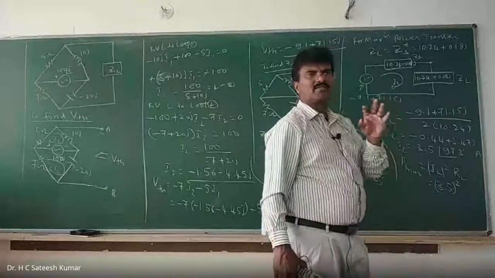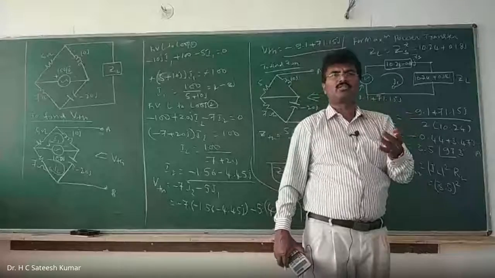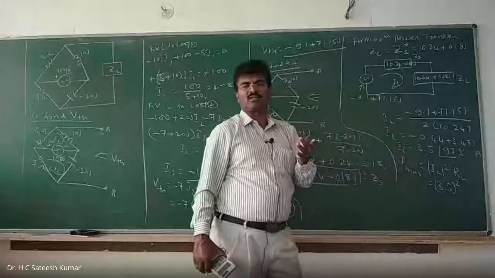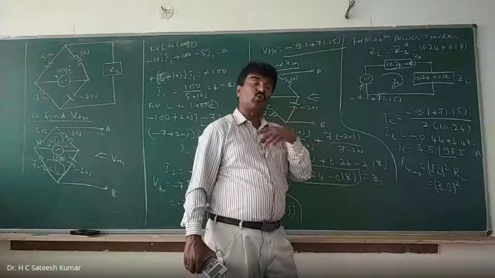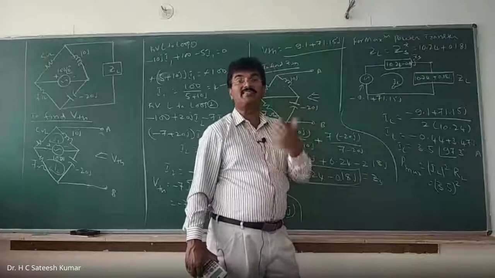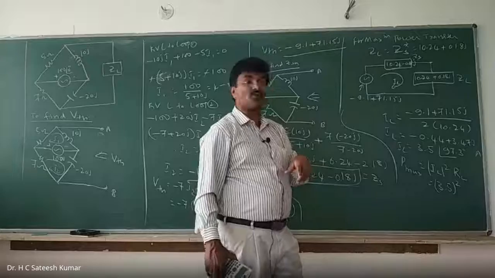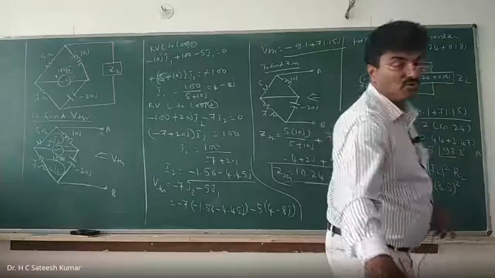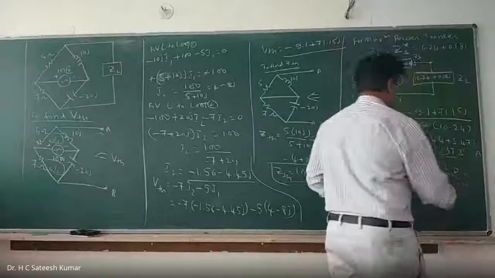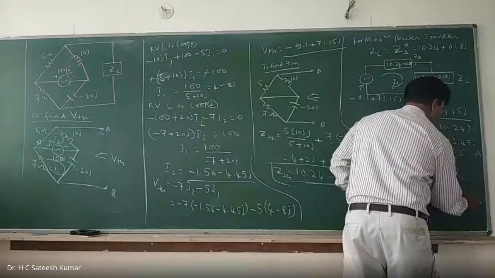Inductance and capacitance are storing devices. We know that energy stored in a capacitor is half CV square. Energy stored in an inductor is half Li square. But power can be stored in inductance and capacitance. Power can be dissipated only in the resistance. Therefore, power will be dissipated only in 10.24, not in 0.18j. Therefore, what you should do? We should take it as 10.24.